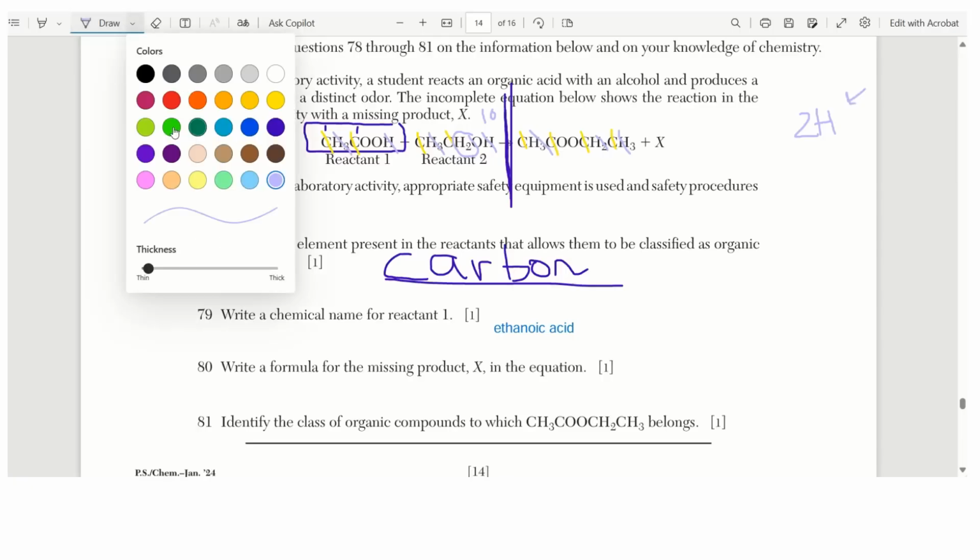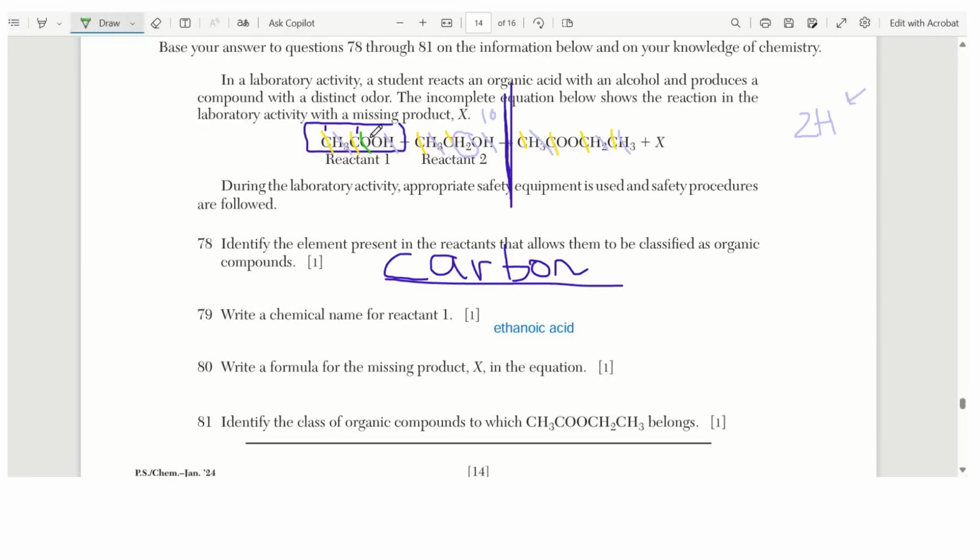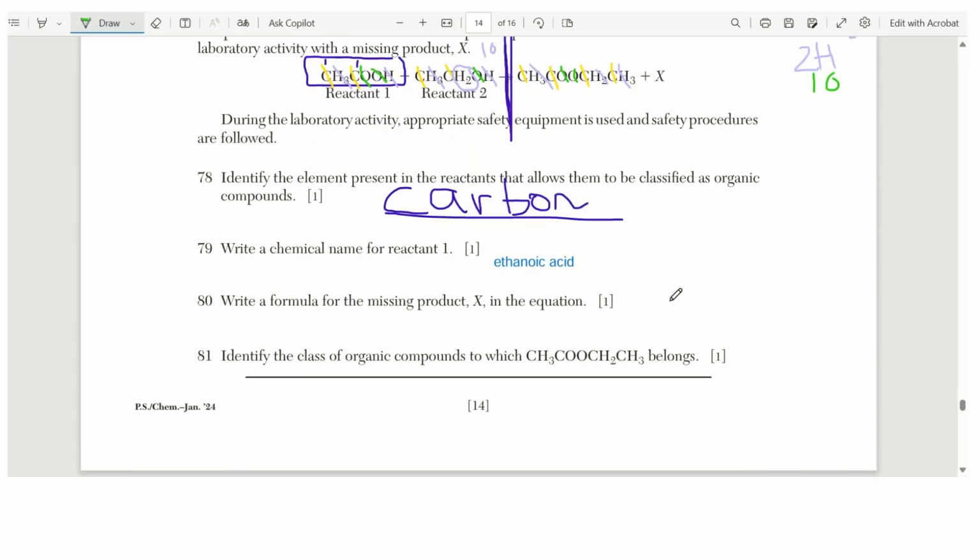All right, now let's pick another color for oxygen. 1, 2, 3. On this side, I have 1, 2. So I'm missing 1 oxygen. So what would the formula be for the thing that's missing? H2O or HOH. 2 hydrogens and 1 oxygen.